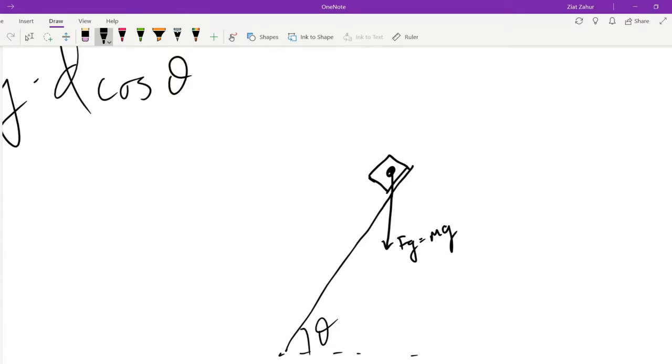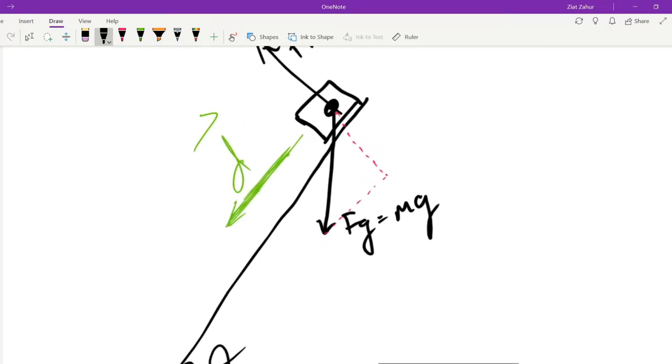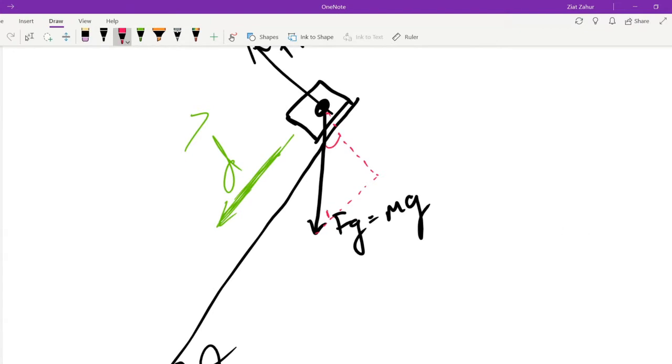Okay, but notice how displacement is actually along the ramp. This is the displacement vector. So we have to look at the components parallel to the ramp and perpendicular to Fn. Of course, there's a normal force here. It's frictionless, so there's nothing else. Okay, and which component is parallel to displacement? It is mg sine theta that is parallel to it.